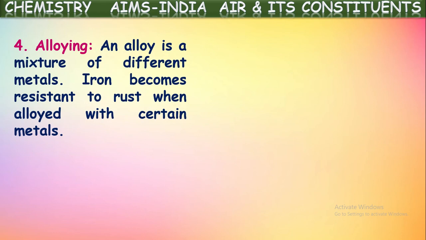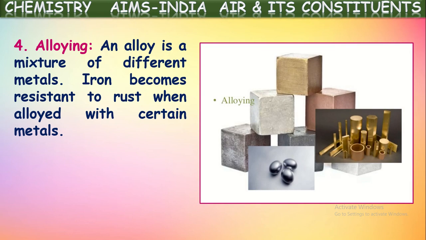One more, alloying. Alloying means mixing two or more metals in the molten state. So an alloy is a mixture of different metals. Iron becomes resistant to rust when alloyed with certain metals. Iron will generally be alloyed with other metals like nickel and chromium, and even some quantity of carbon will be mixed. By mixing all these, iron becomes rustless. That is why it is called stainless steel. The alloy obtained from iron which won't get rust is called stainless steel.